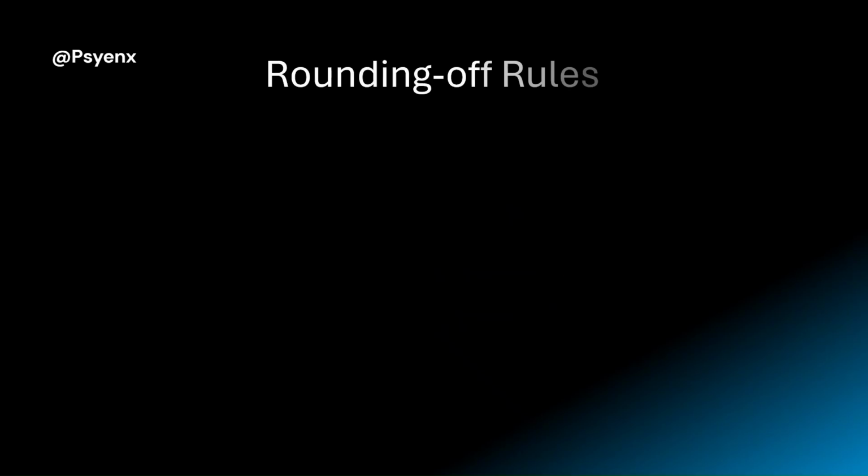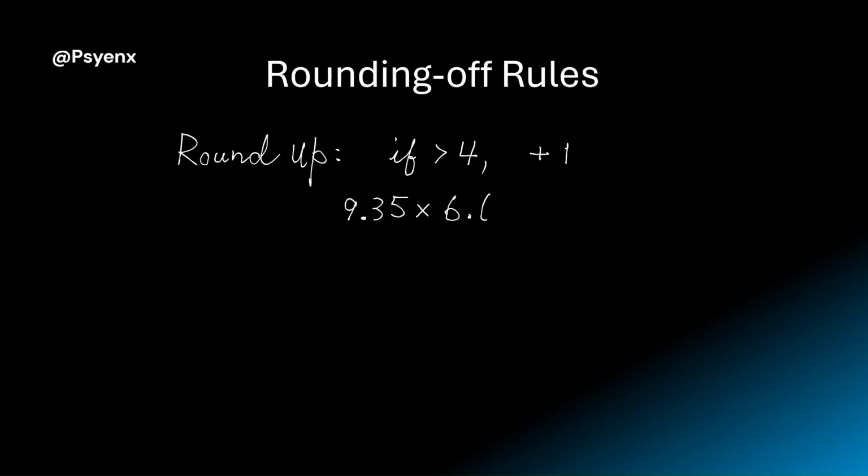To simplify results correctly, we follow the standard rounding protocols. Round up. If the digit following your last significant figure is greater than 4, increase the last significant figure by 1. For example, 9.35 times 6.620 is equal to 61.897. To keep the fewest significant figures, 3, we look at the digit 9. Since it is larger than 4, we round 61.8 up to 61.9.